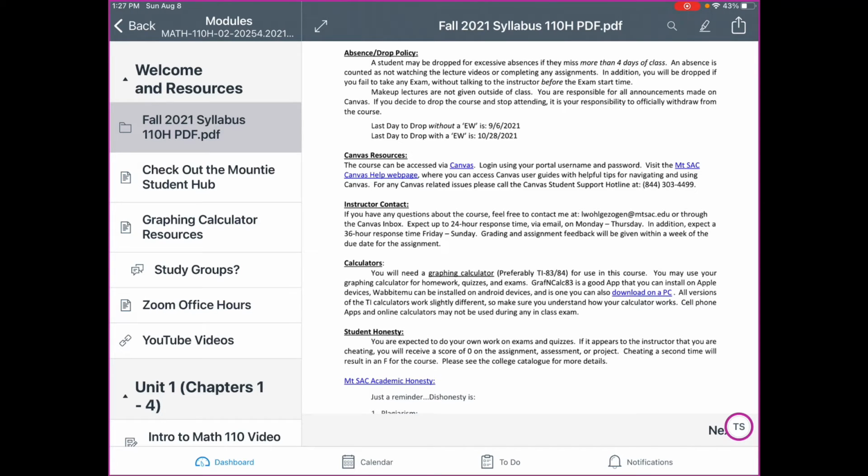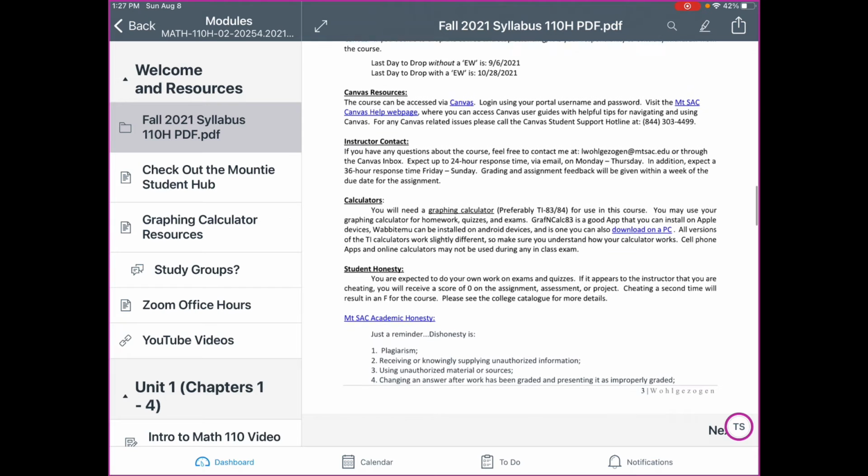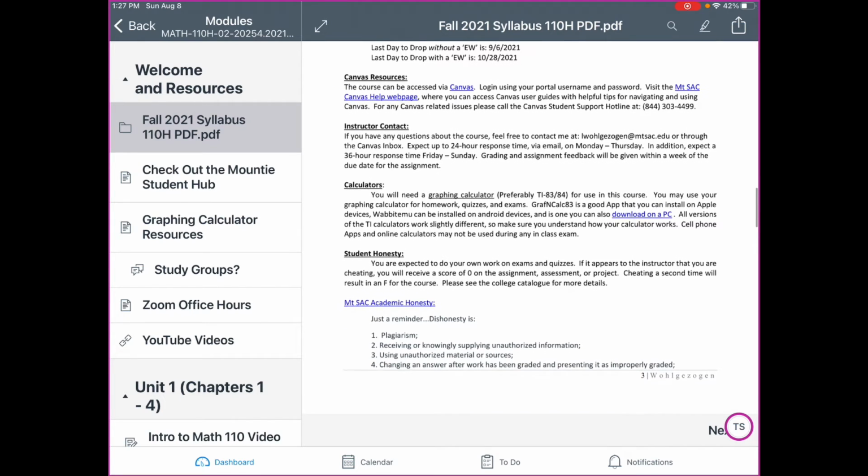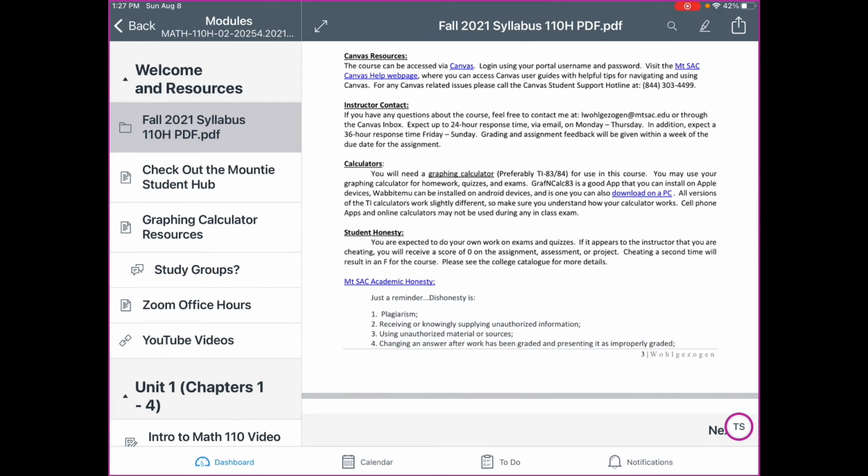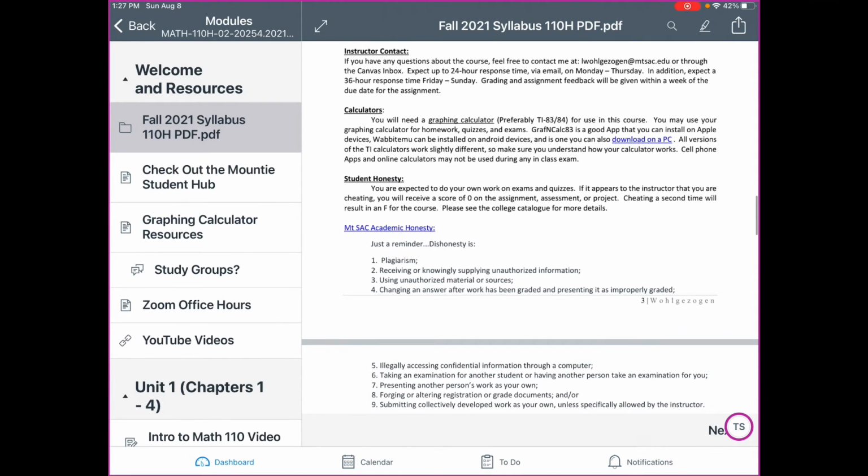Makeup lectures are not given outside of class, so make sure that you are watching the lecture videos and that you're staying current on all the announcements. The last days to drop with an EW or without an EW are also listed here. Canvas resources is just in case you're having some issues with Canvas. There's a contact number there as well as some information through Mount SAC.